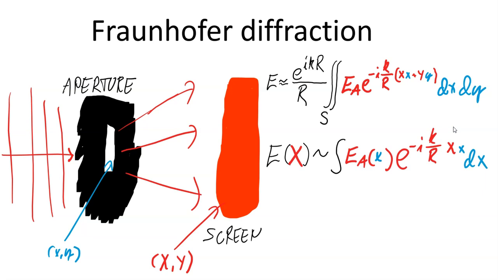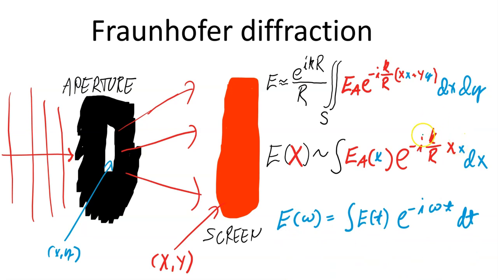Now we can compare it with the more familiar Fourier transform between time and angular frequency. By comparing these expressions, we see that Fraunhofer diffraction is indeed equivalent to the Fourier transform of the electric field at the aperture.